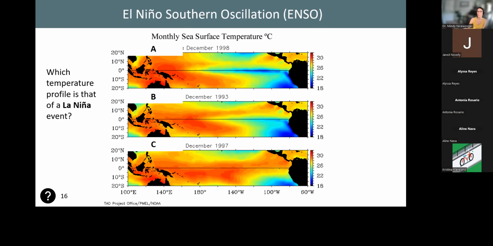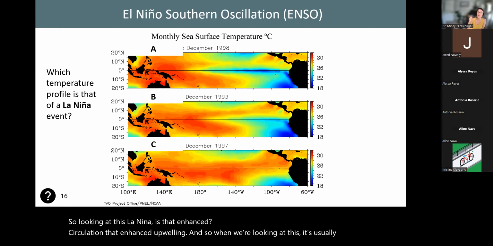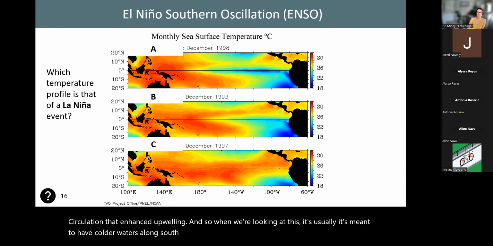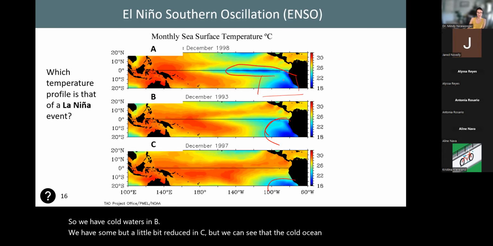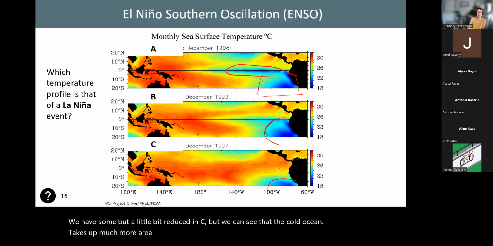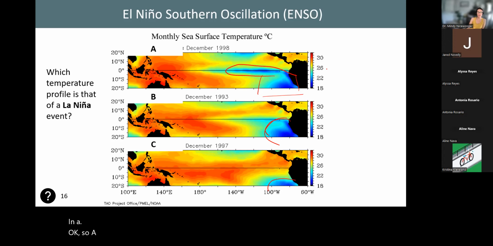All right, so looking at this, La Nina is that enhanced circulation, the enhanced upwelling. And so when we're looking at this, it's meant to have colder waters along South America because of the normal conditions. So we have cold waters in B, we have some, but a little bit reduced in C. But we can see that the cold ocean takes up much more area in A. Okay, so A is actually La Nina conditions.